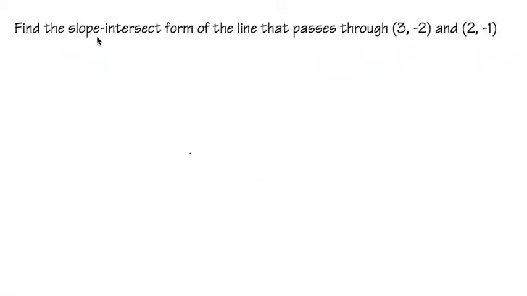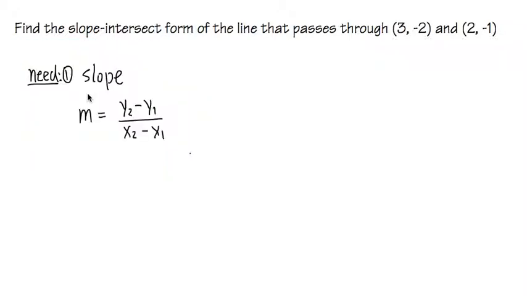We are going to see how to find the slope-intercept form of the line that passes through these 2 points, (3, -2) and (2, -1). We have to have 3 things. The first thing is that we need to know the slope of the line. And the slope of the line is given by the formula, especially when you have 2 points: y2 minus y1 over x2 minus x1. That's the slope formula, and let's just get to work to see what the slope is.